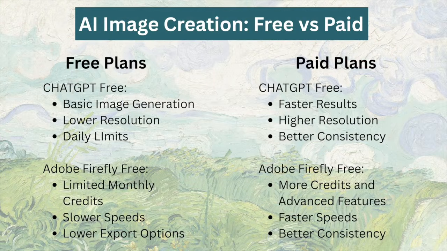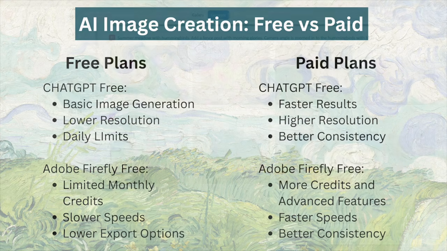With the free plans, the ChatGPT free plan has basic image generation, but the resolution of your images is going to be lower, which is not a big deal if you're just using them for reference images. And with the Adobe Firefly free version, you have limited monthly credits. There's only so much you can do unless you buy a plan, and slower speeds and lower export options. And I'm not going to read all of the paid plan options, but you can pause your video to look at them. But I wanted to stress one of the things I like about the paid plans is better consistency. If you're doing a project like my book where you need images to remain consistent throughout.